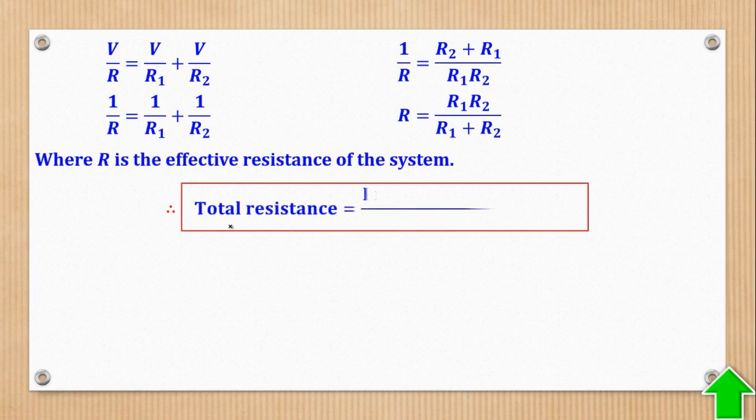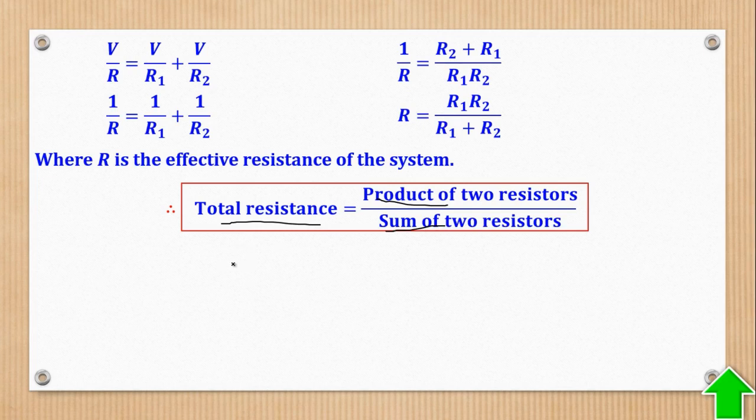Therefore, in general, we can say that total resistance is equal to the product of two resistors over the sum of two resistors. So to use this formula, the resistors must be only and only 2. If there are more than 2, we cannot use this. We have to go back and use this one. But the good thing is that for our case, they use 2 resistors.